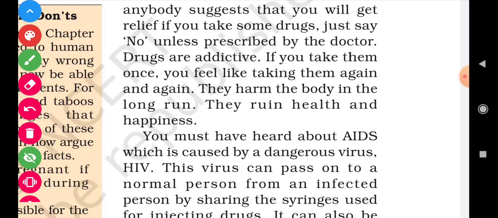So, right from the starting, do not take any kind of drugs because they make you very addicted. You feel like taking them again and again. They harm the body in the long run. They ruin health and happiness both.